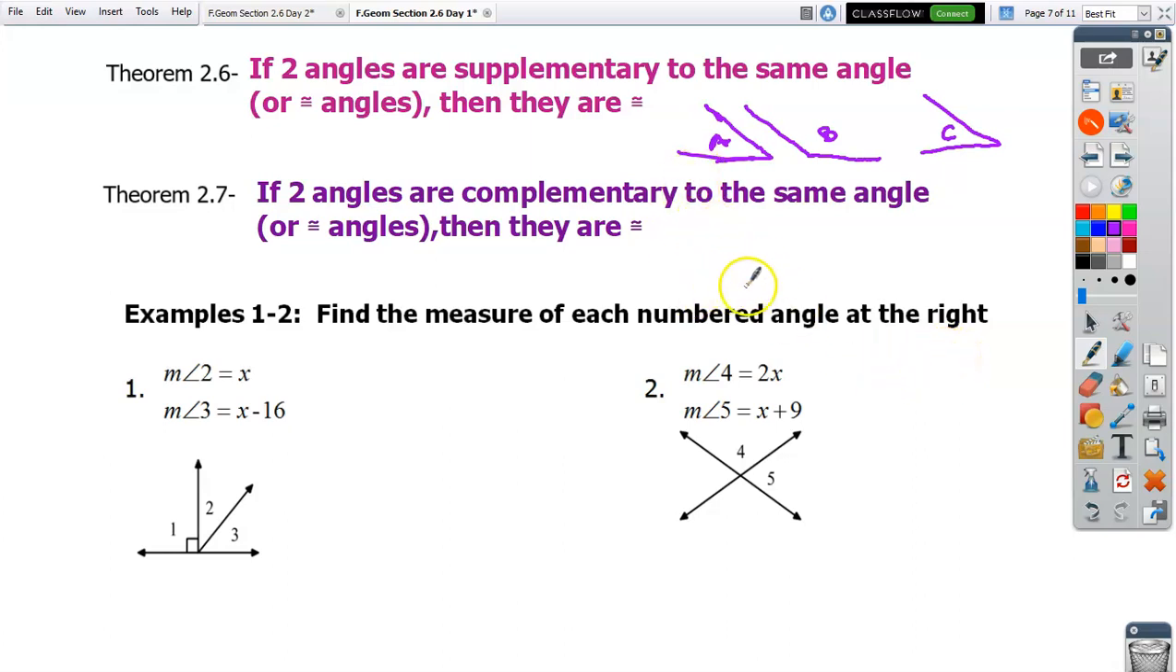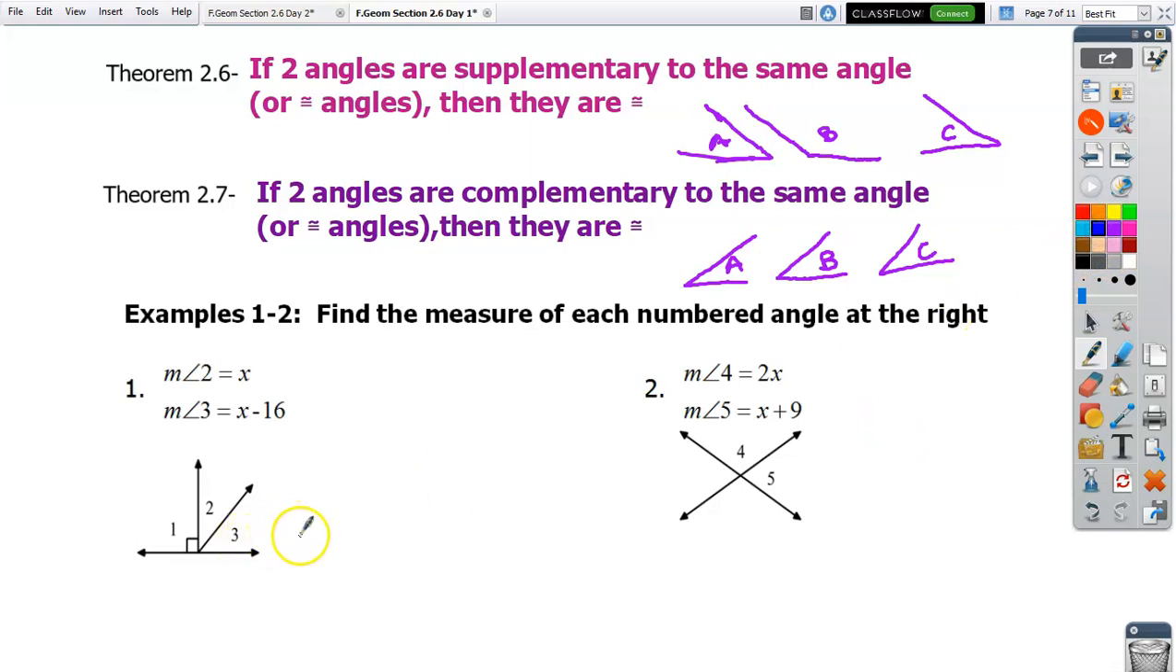Same thing with theorem 2.7. If two angles are complementary to the same angle, or congruent angles, then they are congruent. So again, if angle A and angle B are complementary, so they add up to 90, then angle C is also congruent to angle A because they're both complementary to angle B.